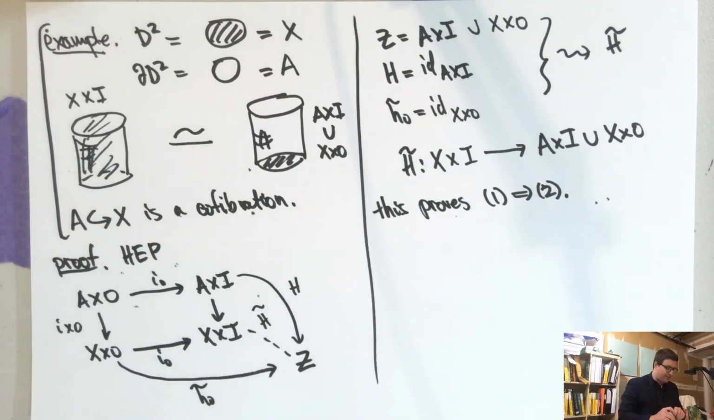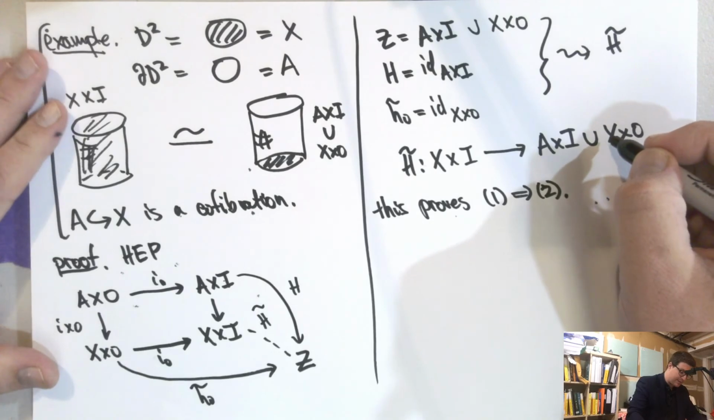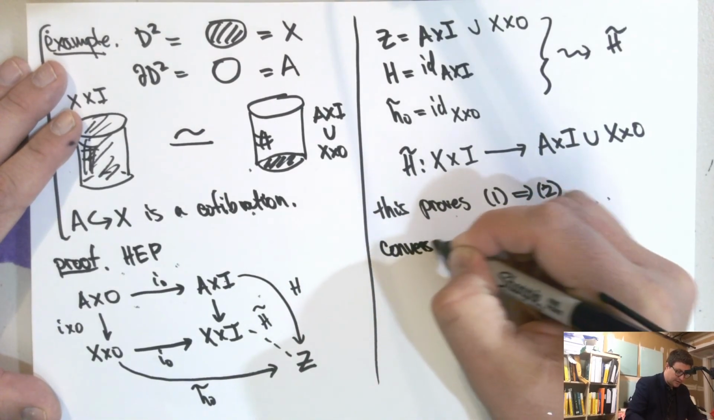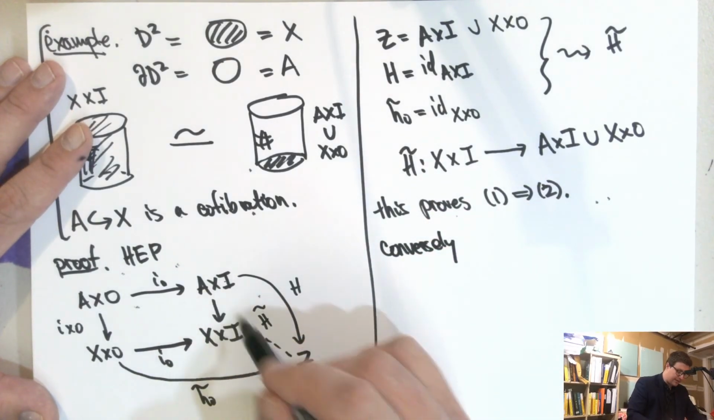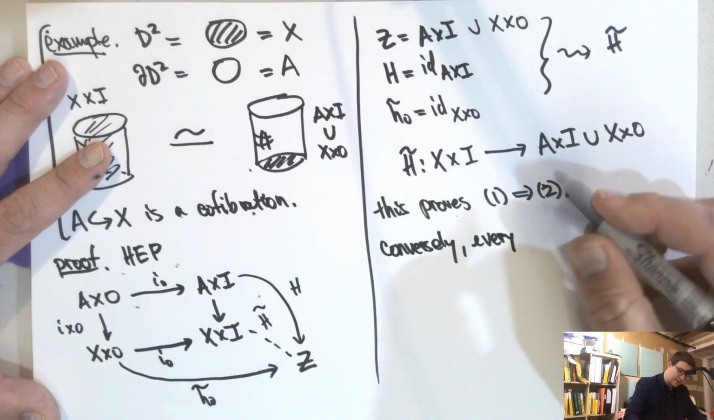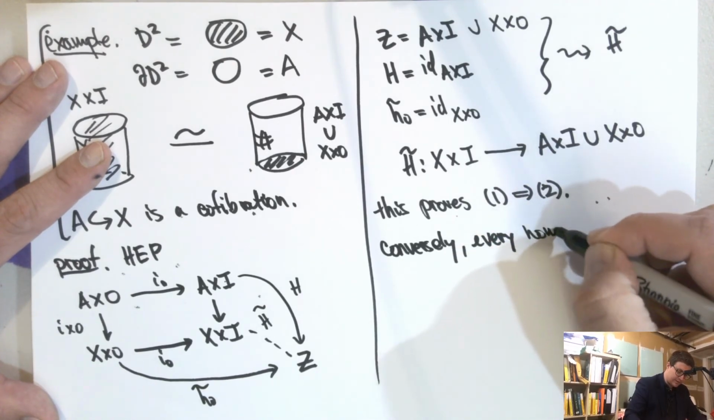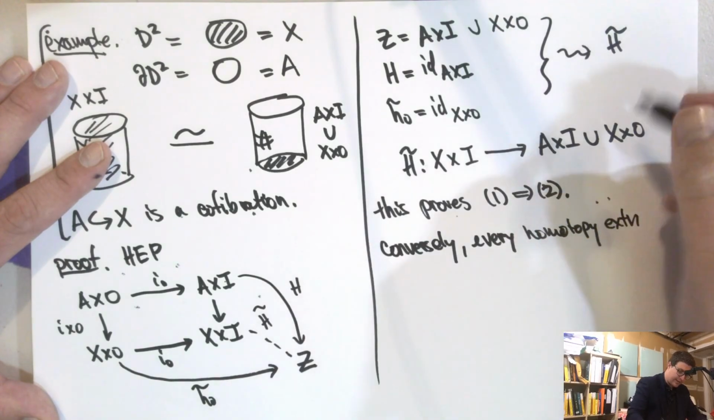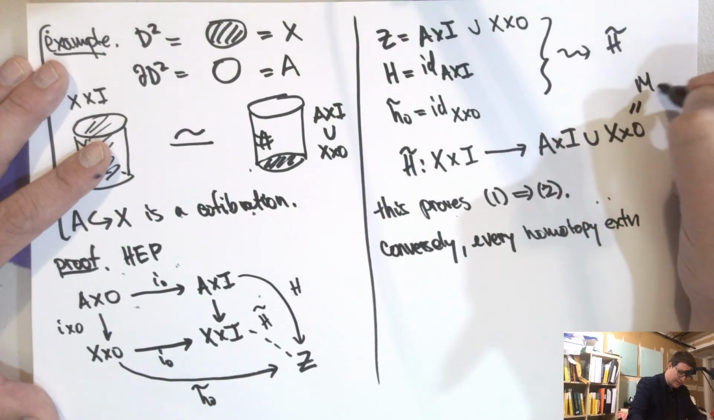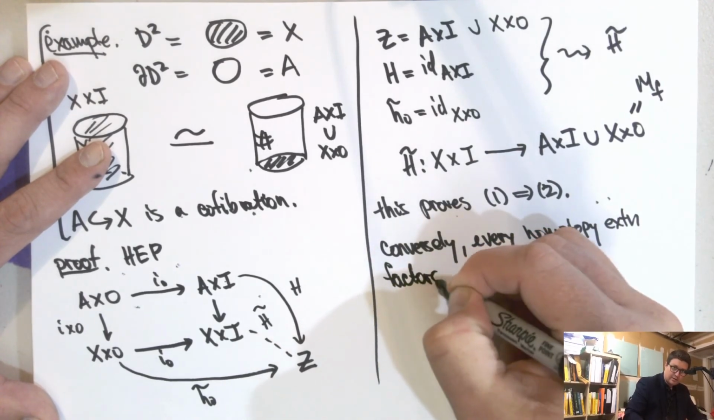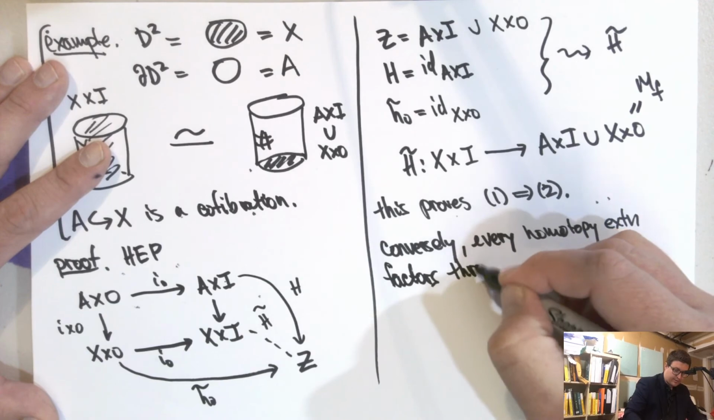Conversely, every homotopy extension factors through the mapping cylinder. So I said that this was the mapping cylinder. So conversely, this is saying that every homotopy extension factors through MF.